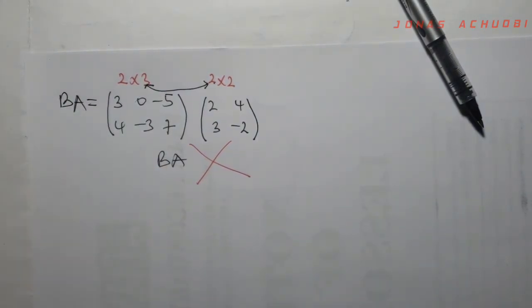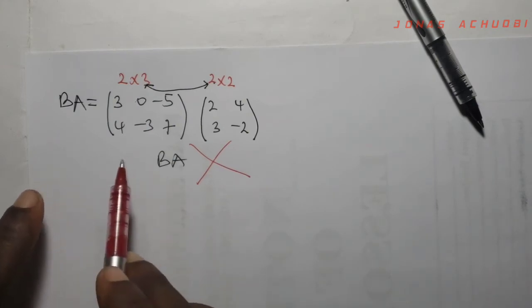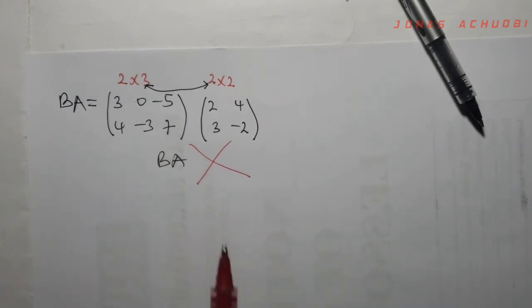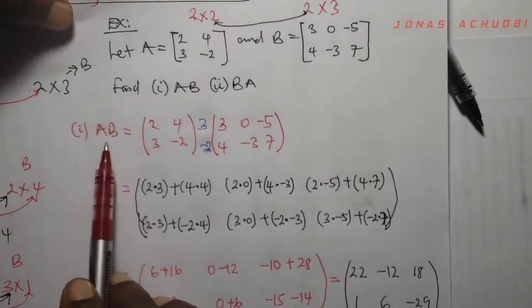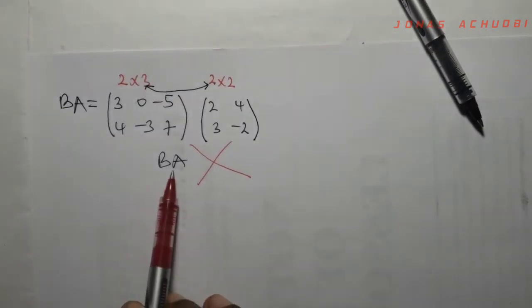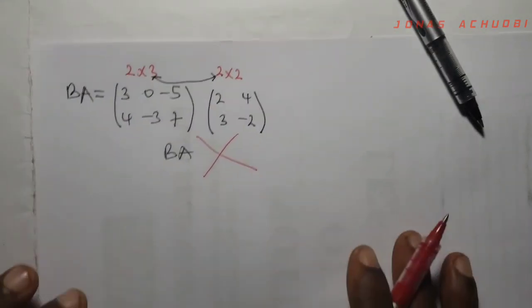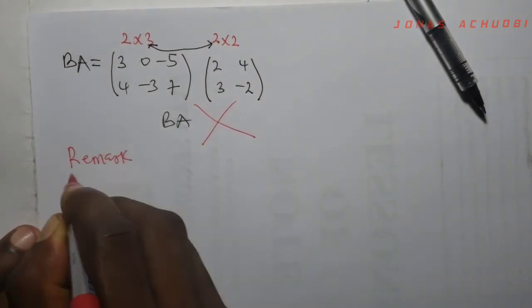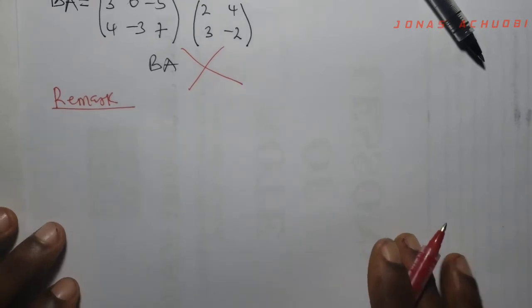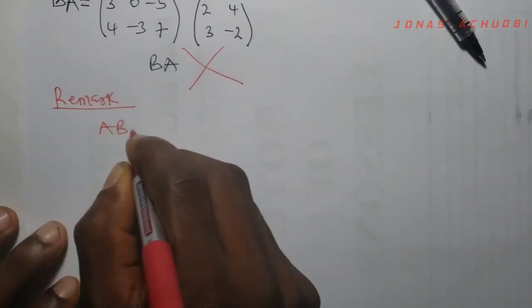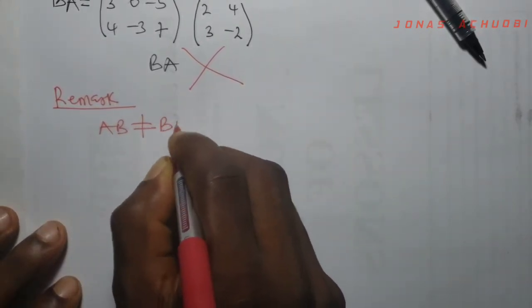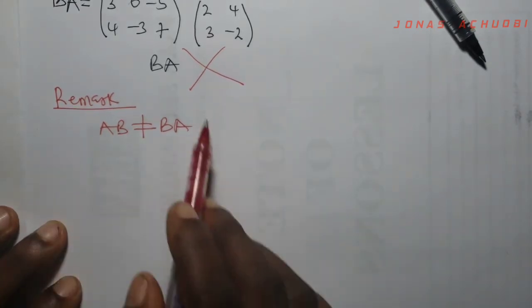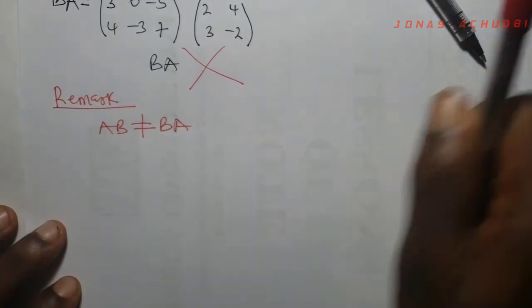So what have you seen here? Clearly, it was possible in the first instance to multiply matrix A and B. AB was possible, but now BA is not possible. So what does it tell us? So we leave the following remark. As far as matrix multiplication is concerned, AB is not always equal to what? BA. So we're saying that matrix multiplication is not always commutative.